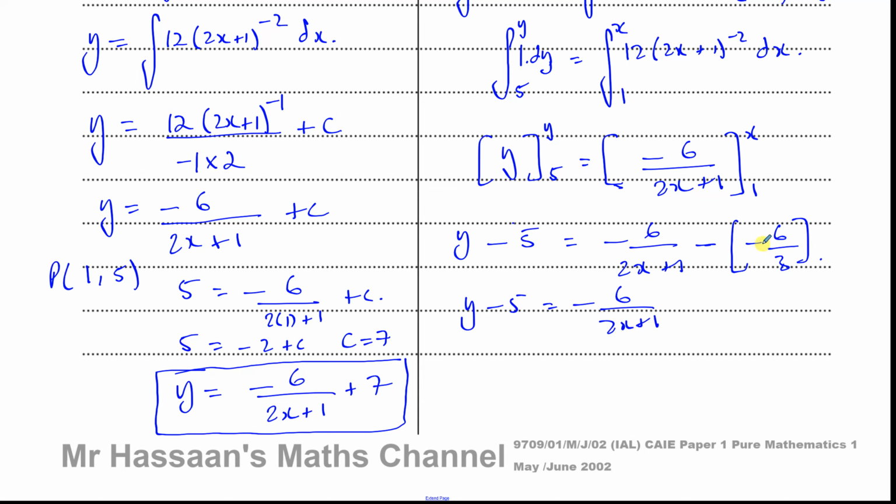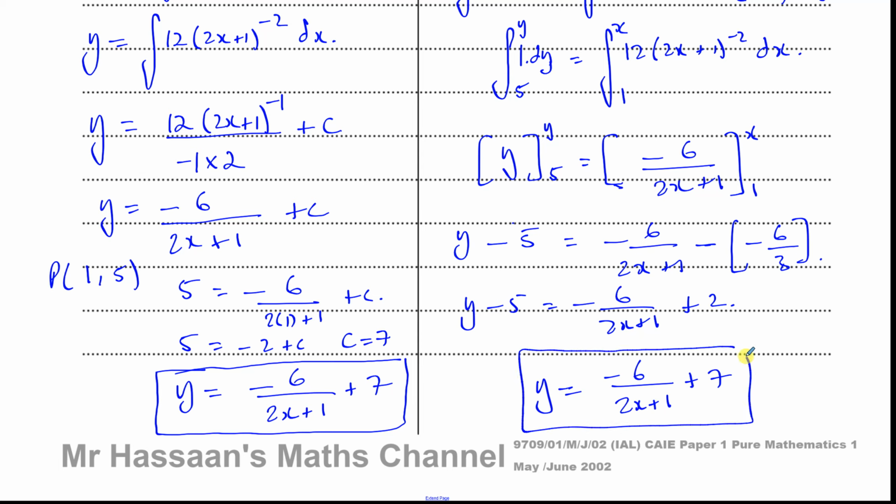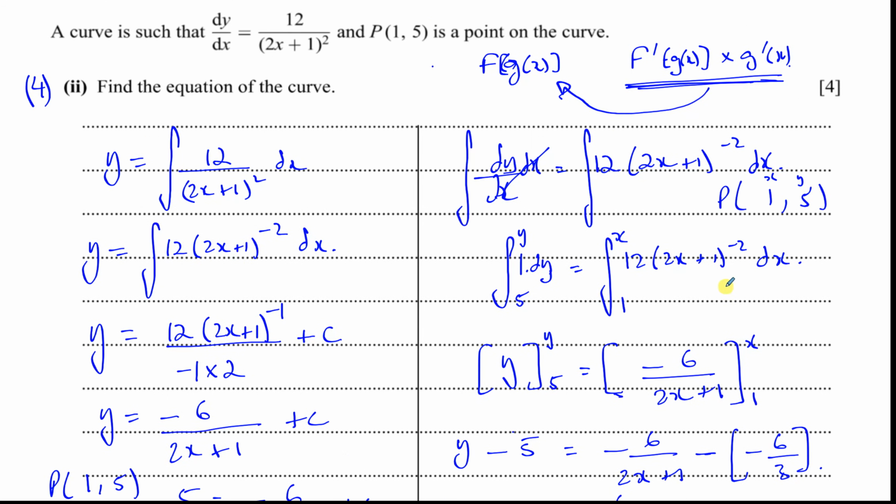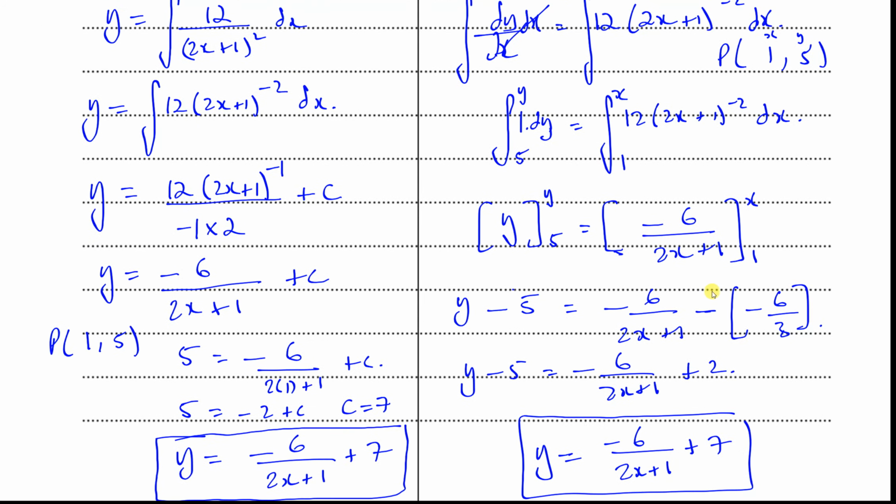And that's going to be minus, which is plus 2. We add 5 to both sides. So y is equal to negative 6 over 2x plus 1, and 2 plus 5 is plus 7. So you see we get exactly the same answer. But in this case, we didn't have to put plus c. Putting these limits gave us the c automatically. Right, so that's an alternative way of continuing on from here. Okay, so this is linked to what we're going to take later on, which is called differential equations, and it's a good idea to understand that process.